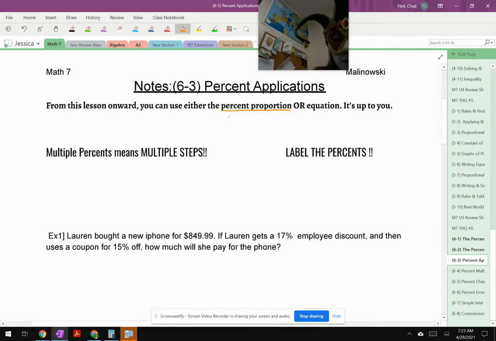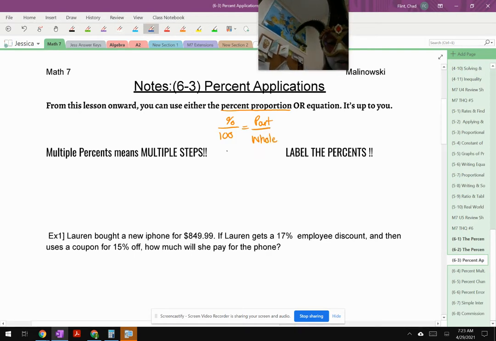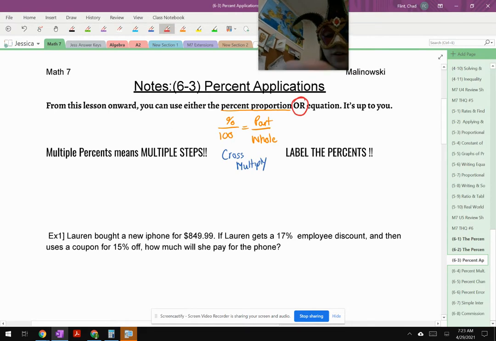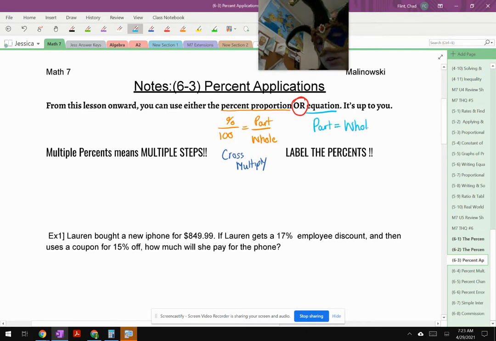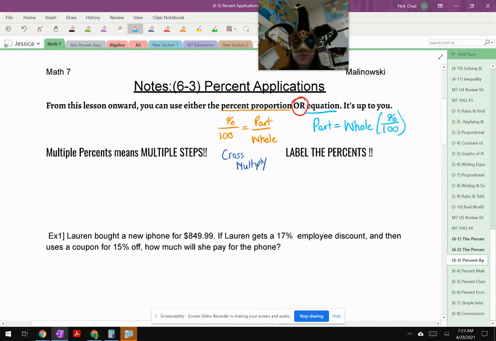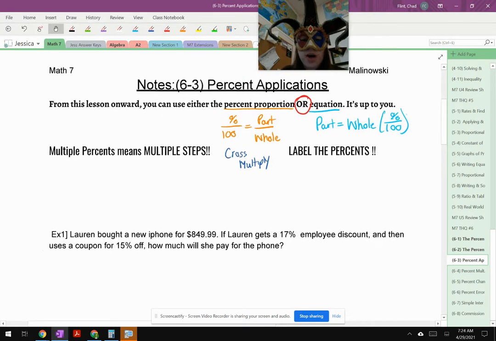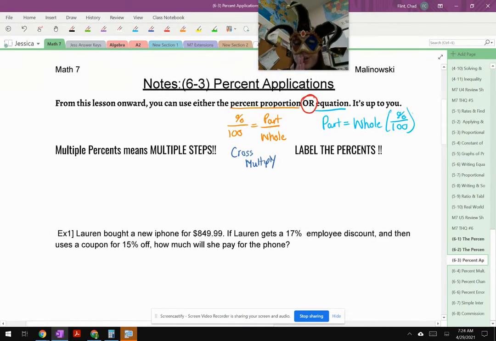Our percent proportion is that percent over 100 is equal to part over whole, and then we do cross multiplication. Or you're using the percent equation, which is that part is equal to the whole times the percentage after you divide it by 100. So either one of those is what you're using to do these problems.